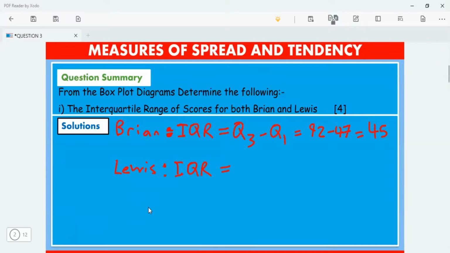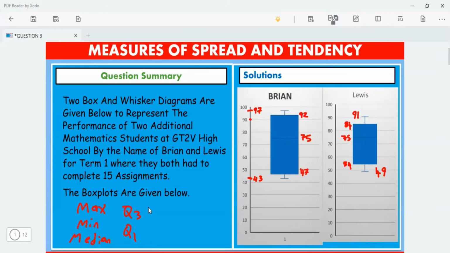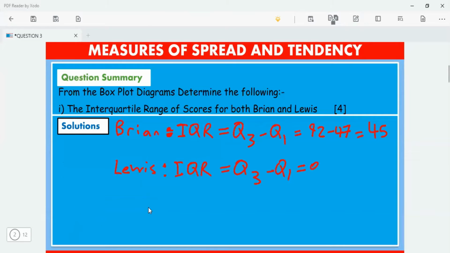You won't be penalized. So for Lewis, it's Q3 minus Q1. His upper quartile is 84. His lower quartile is 54. So 84 minus 54, that's 30. So we can see that Lewis has a lower interquartile range, and so Lewis is more consistent.